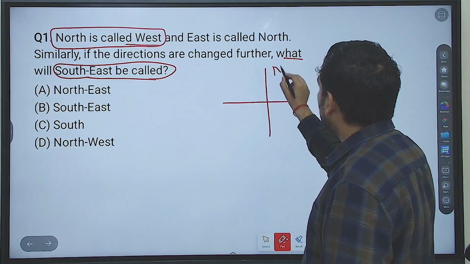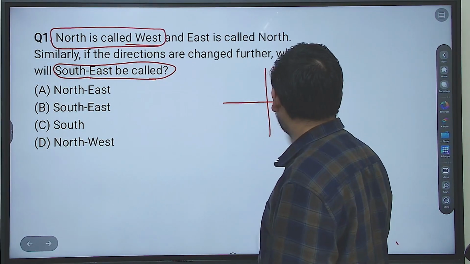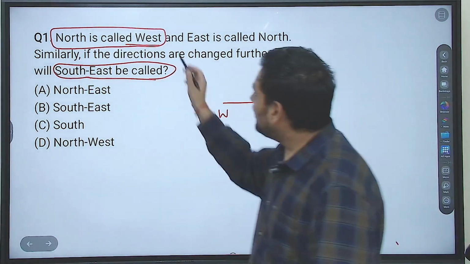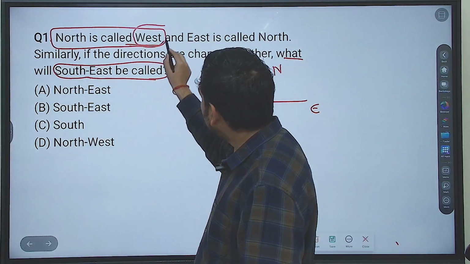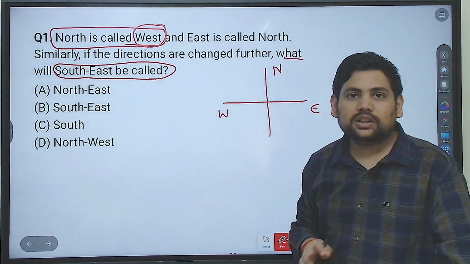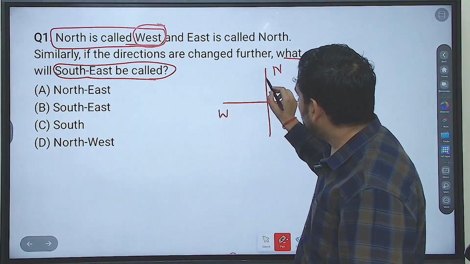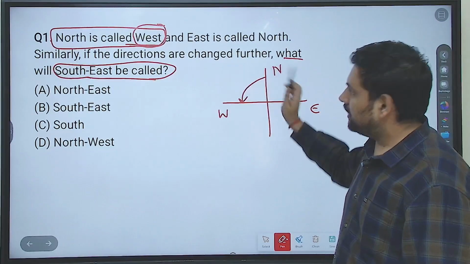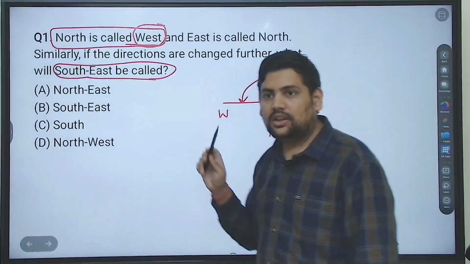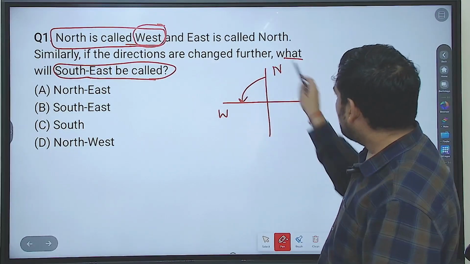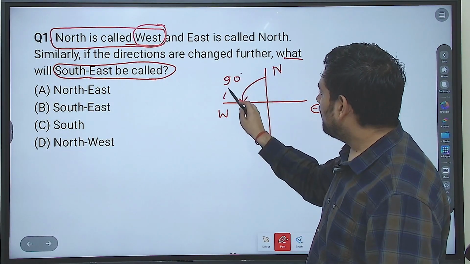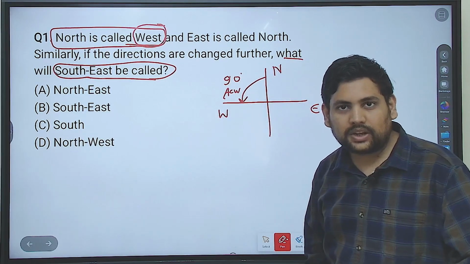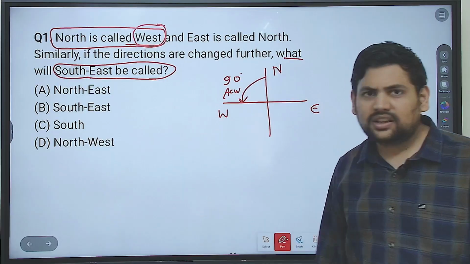first you draw north and then you draw east here, west here. So north is called west, so you will go to whatever direction is written after called. So from north you will go in west direction, whatever is written after called. So what is this angle? This angle is 90-degree anti-clockwise. Okay, now once you get this angle, then it becomes easy.